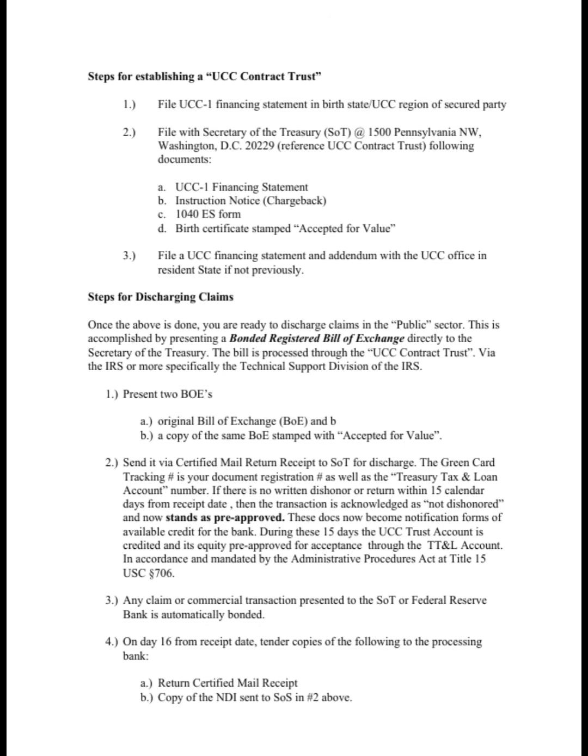So right here, and this is only a couple pages. Steps for establishing a UCC contract trust. First of all, file the UCC1 financing statement in your birth state. And also, if you're going to be doing business within the region of your birth state, you need the PDF with the regions that lets you know the UCC regions, so you know where you can do business. And if you're going to be doing business outside of that region, you probably want to get a UCC filed in whatever region you plan on doing business in as well. Just so that way it's covered and they can recognize it legally, right?